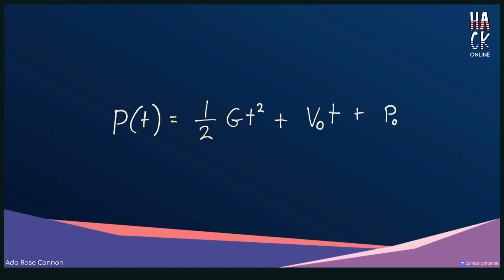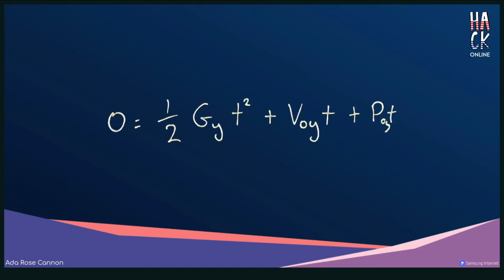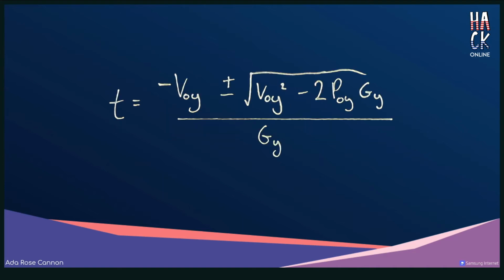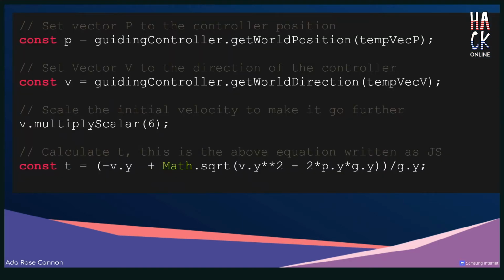Then we want to get to our final position. To do that, we need to solve for when the y position is 0. But the equation we've got here is a normal quadratic equation. And thankfully, you can use the quadratic formula for solving this. So if we plug the numbers into the formula, we get this monstrosity. But this is just something we can type up in JavaScript, which looks like so. So we now have everything we need, and we can write it up in JavaScript.